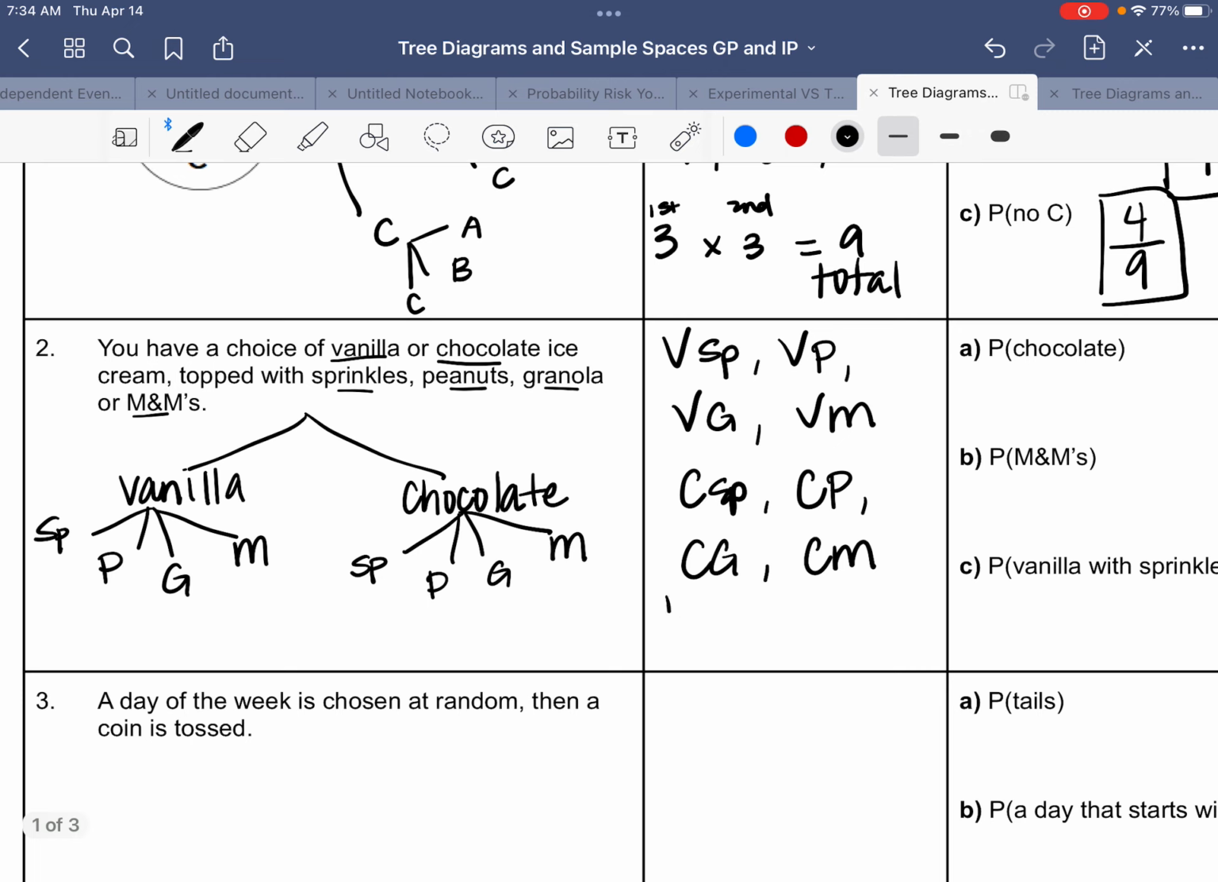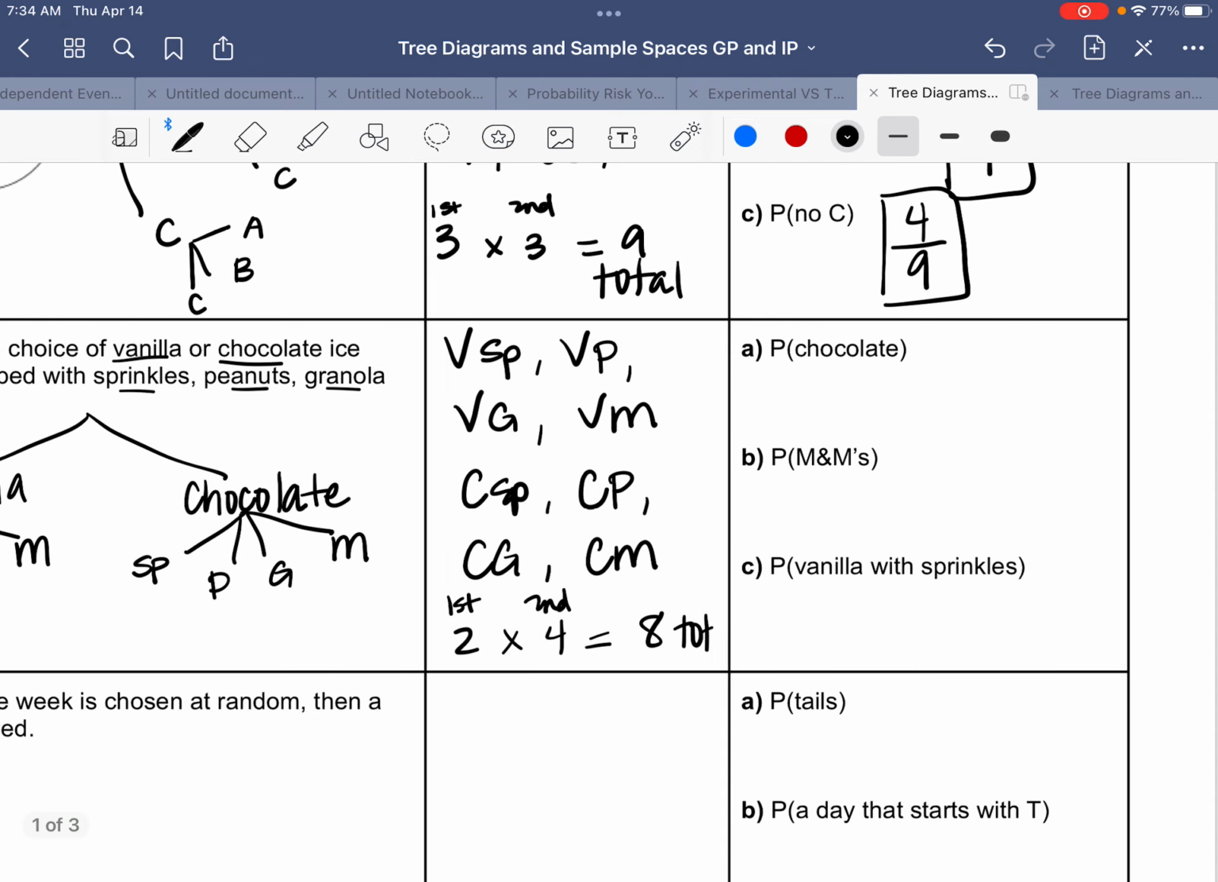So for my first option, I had to choose between 2 flavors. For my second option, I had to choose between 4 toppings. To find total possible outcomes, I would multiply those, which would give me 8 total outcomes.